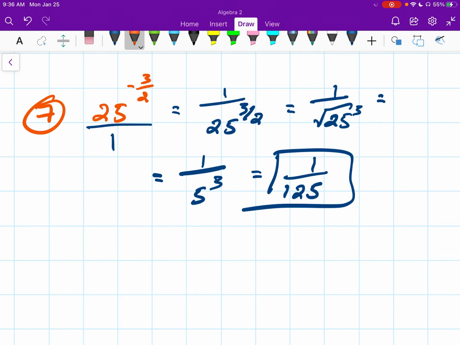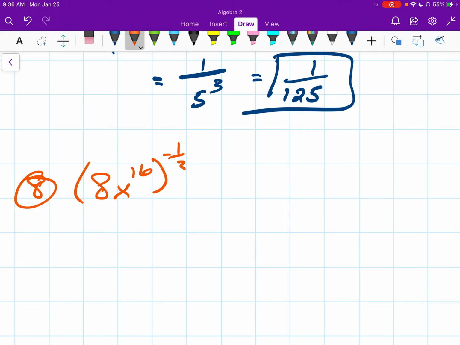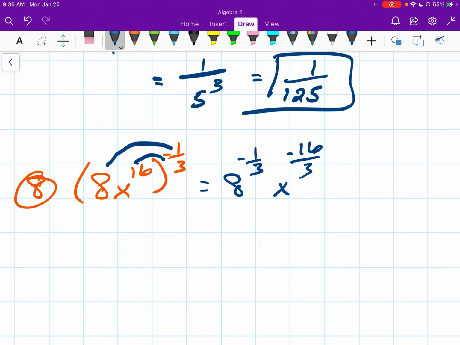All right. Last example, number 8. We're going to say we have 8x to the 16th, with parentheses around everything, to the negative 1/3. For starters, I'm going to distribute this exponent here, splitting up our parentheses. So this is 8 to the negative 1/3, x to the negative 16 over 3. Right? If you have an exponent, parenthesis, exponent, you multiply them.